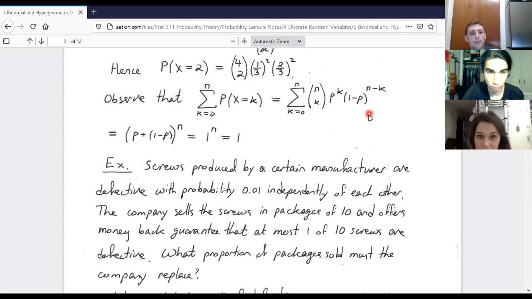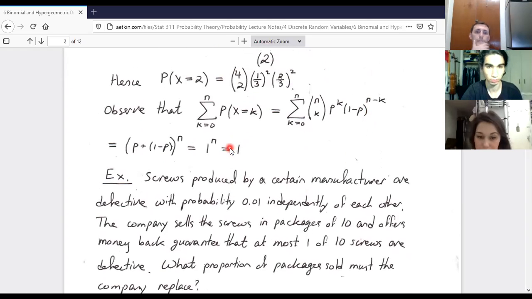Here is a first question, guys. Screws produced by a certain manufacturer are defective with probability 0.01 independently of each other. The company sells the screws in packages of 10 and offers a money back guarantee that at most one of 10 screws is defective. What proportion of packages sold must the company replace?